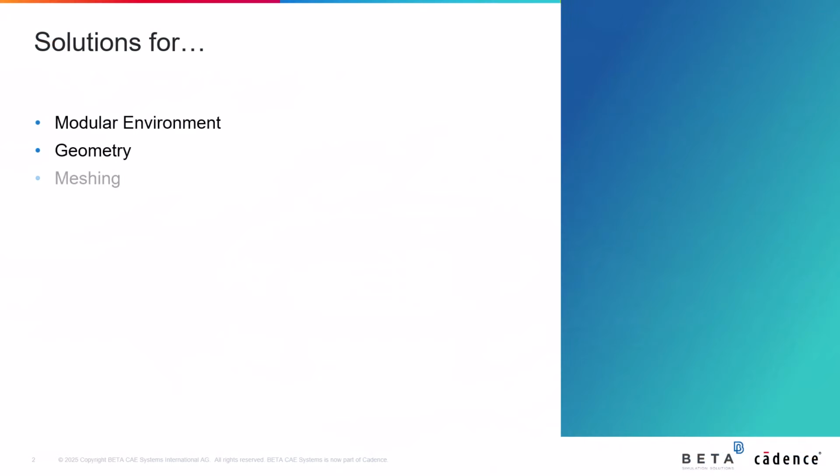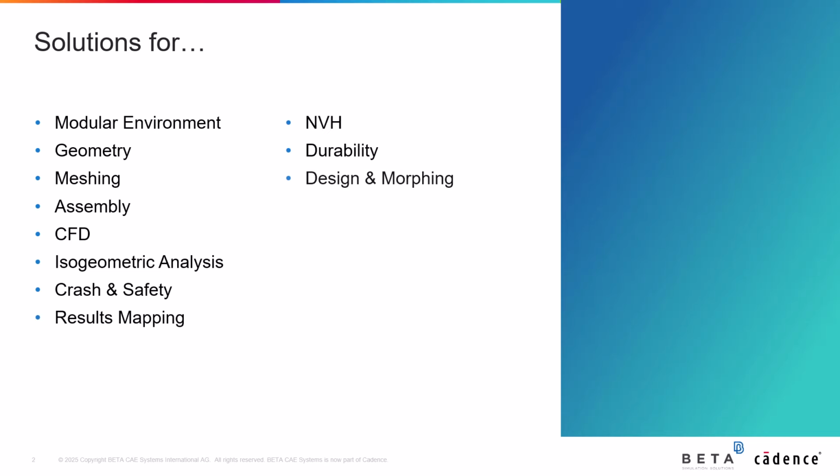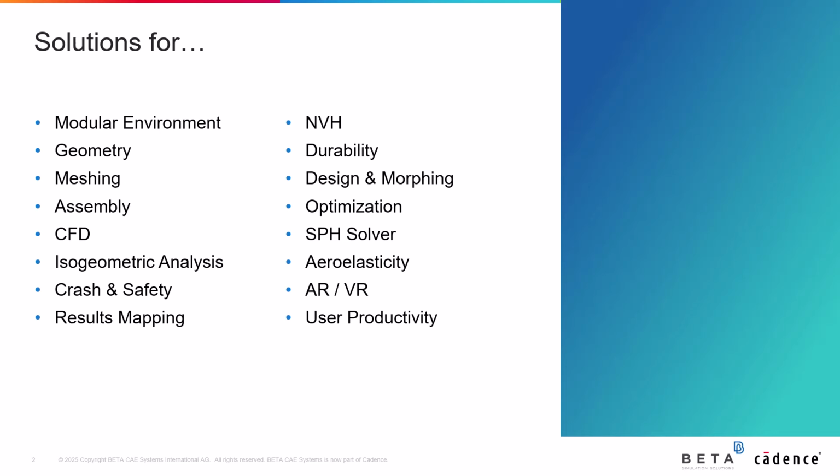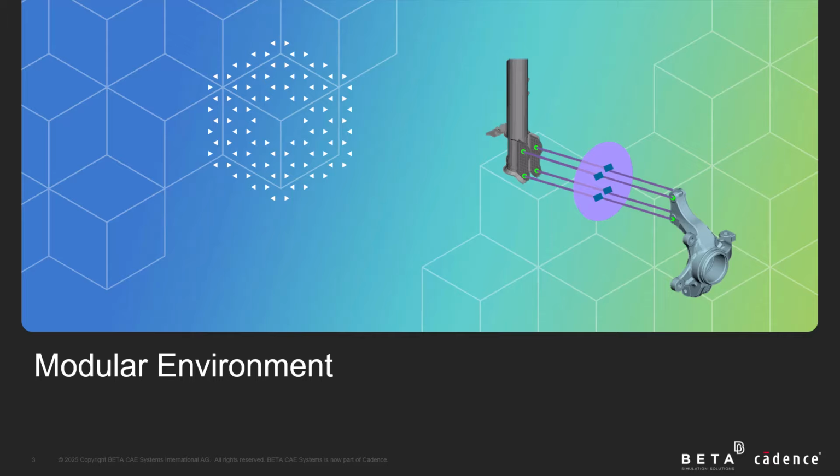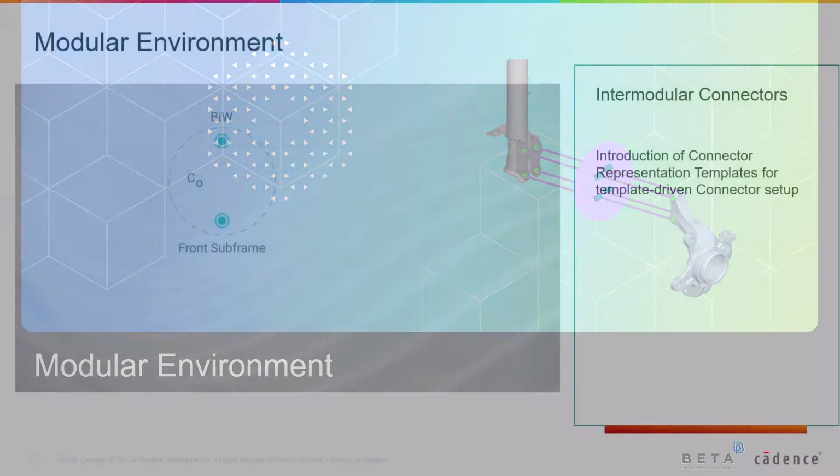This release brings a host of enhancements across multiple domains, including the modular environment, geometry, meshing, assembly, CFD, isogeometric analysis, crash and safety, results mapping, NVH, durability, design and morphing, optimization, SPH solver, Aeroelasticity, AR and VR, and user productivity. Let's start with the modular environment.